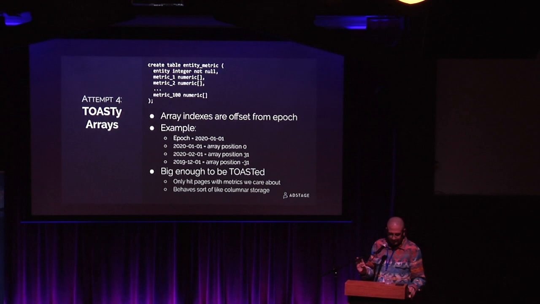Given that, now I'll tell you a little bit about what's happening here. We're using the arrays such that the index into the array is a date. You set an epoch, right? In my example, I say it's 2020-01-01, January 1st of this year. Then the array position is essentially an offset from that date. So date 0 is going to be that date. Date 31 is February 1st. If you go back in time for some reason, negative 31 will be that point in time.